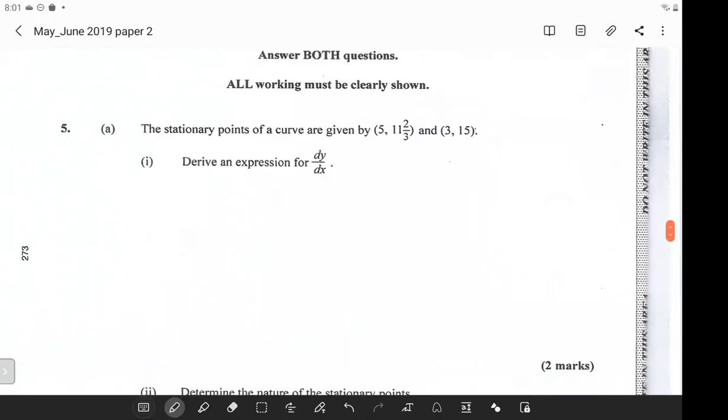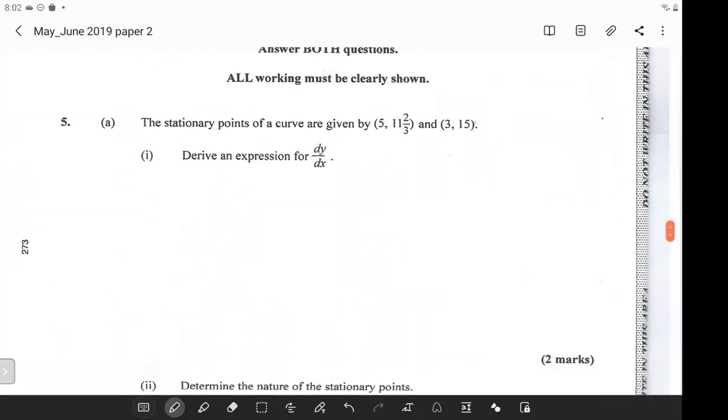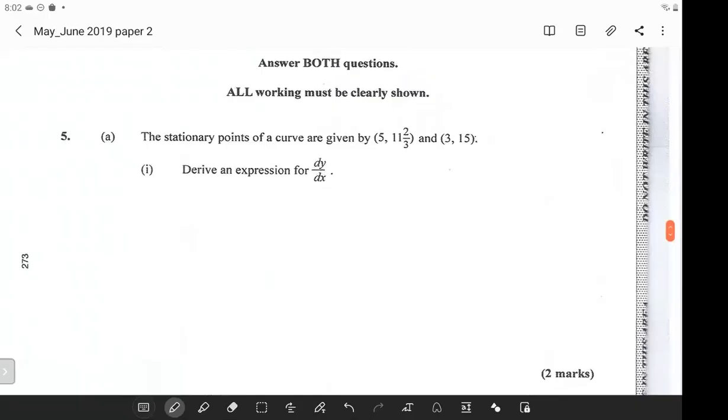All right, so the stationary points of a curve are given by (5, 11 and 2/3) and (3, 15). Derive an expression for dy dx. Now we have the points of a curve. How do we derive an expression for dy dx? These are our stationary points, where dy dx is equal to 0. dy dx is equal to 0 at these points. What we need in particular is the 5 and the 3, not so much the y values yet.